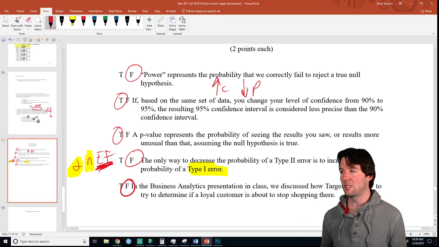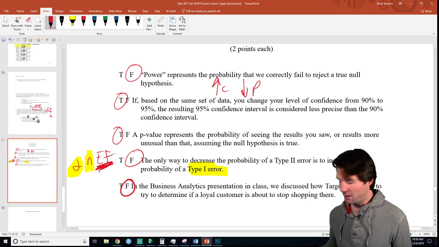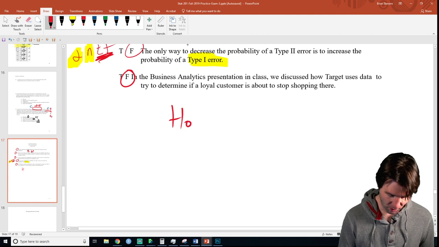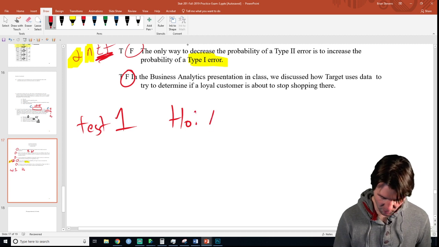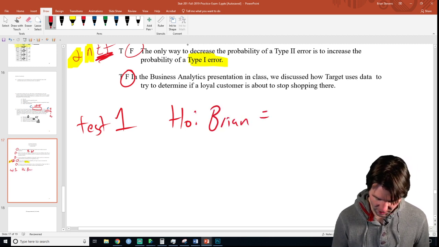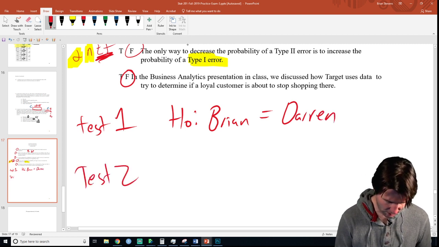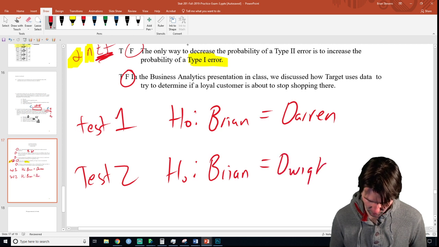Imagine, I always use the example where I play my brother in basketball or I play Dwight Howard in basketball. You could watch us both play for the same amount of time, me versus Dwight or me versus my brother. It'd be easier to tell that Dwight is better than me because the null hypothesis for test 1, and this is test 1 right here, is Brian equals Darren in skill level. And test 2, we write the most preposterous thing ever, Brian equals Dwight Howard's skill in basketball.